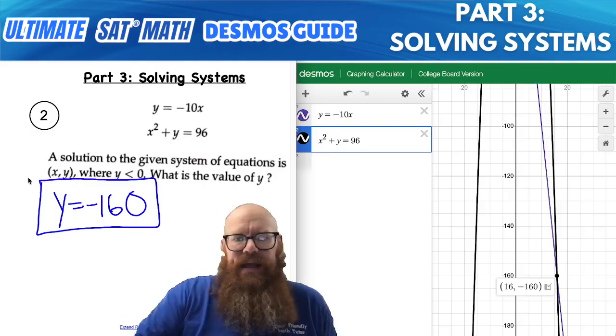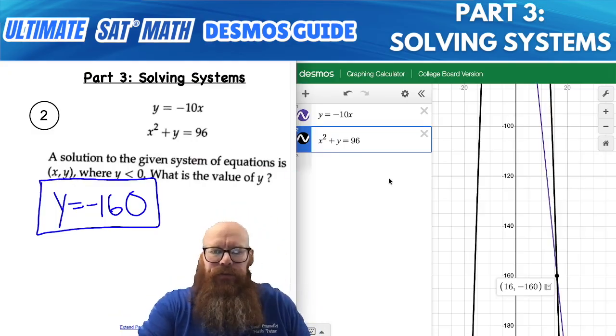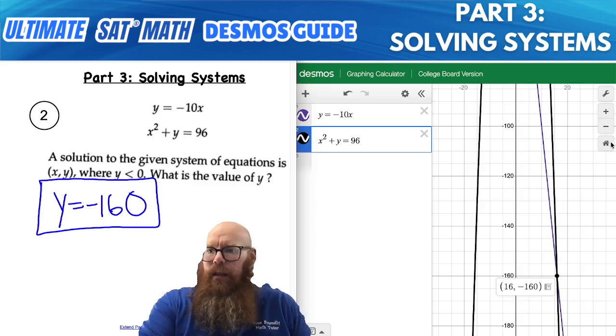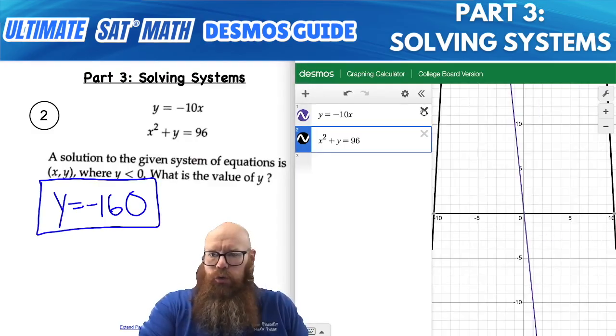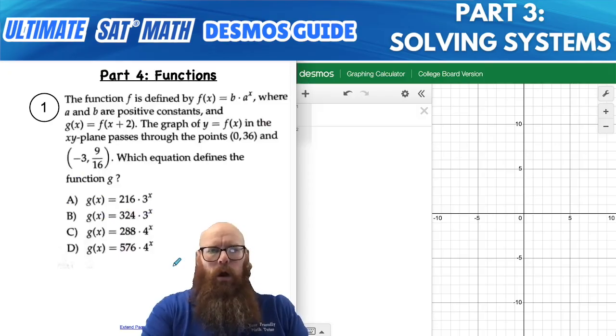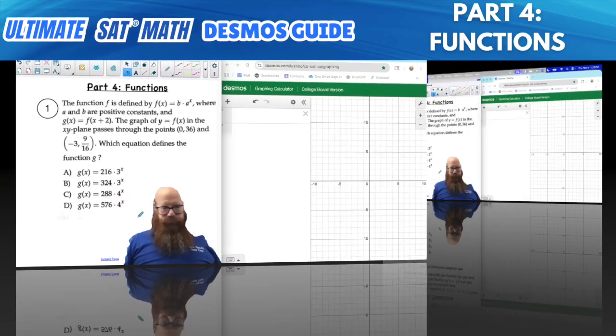All right, so they gave me this. If they said y was greater than 0, I would have scrolled and found the other intersection point. Okay. Let us move on to the next part, part 4 on functions.